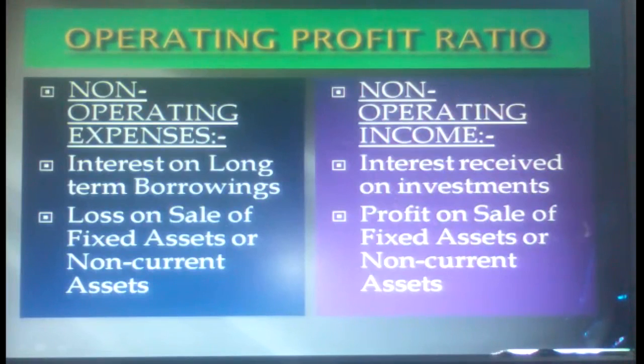Similarly, what is the meaning of non-operating income? The interest received on investments: on any investment, you get interest. Then profit on sale of fixed assets. Just as a loss on sale of fixed assets is a non-operating expense, a profit on sale of fixed assets or non-current assets is income. So what is the meaning of non-operating expenses and non-operating income? They do not come through the business, correct? That's why they are called non-operating expenses and non-operating income.